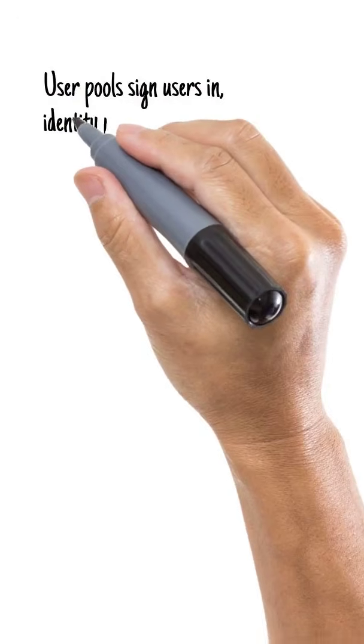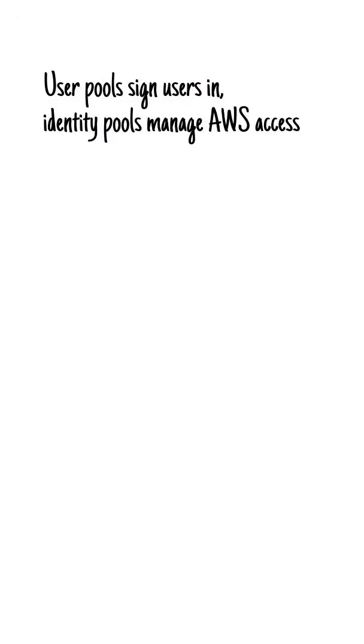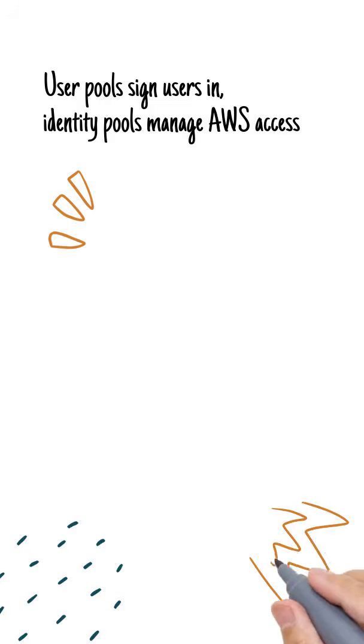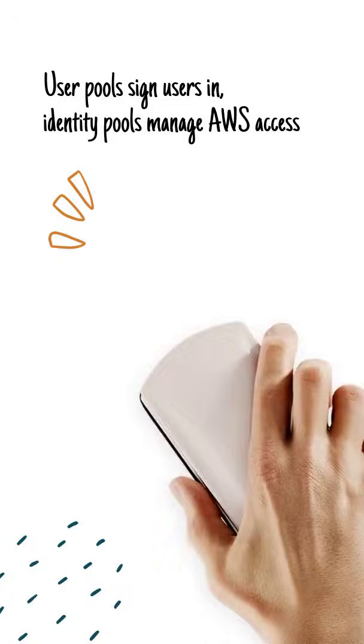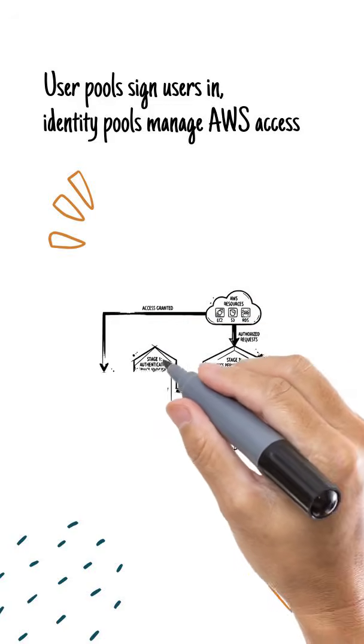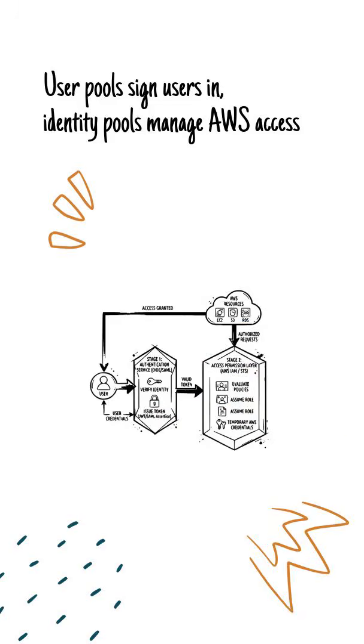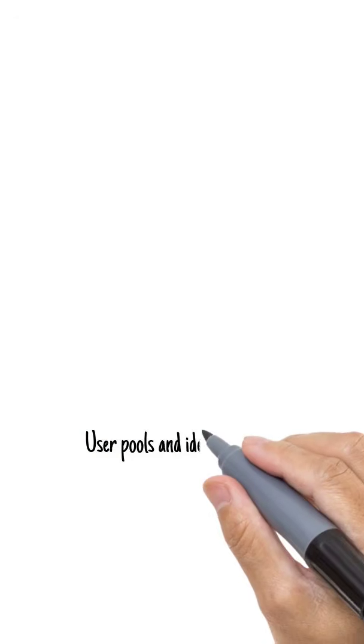User pools handle sign-in and identity verification. Identity pools handle access control and AWS permissions. They often work together. A user signs in through a user pool, and then the identity pool uses that authenticated identity to grant access to AWS resources. But they are not the same thing, and they are not interchangeable.